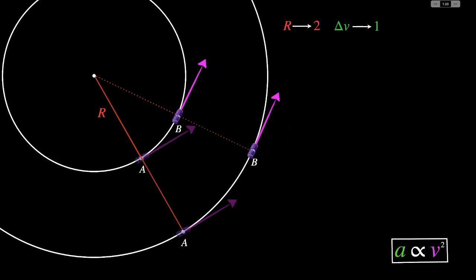But what about the time taken to go from A to B? Well, now since the big radius is twice as big as the small radius, we know that the distance AB will be twice as big as the old distance AB. But remember, our car is moving with the exact same speed as before. We're not changing the speed now, which means the time taken for this car to go from A to B would be twice as much as before.